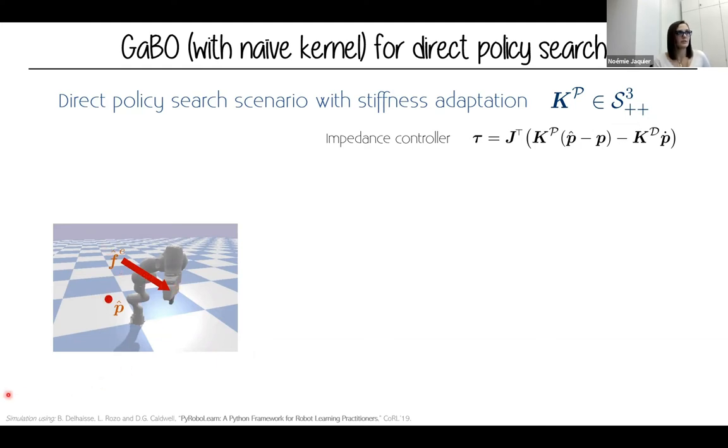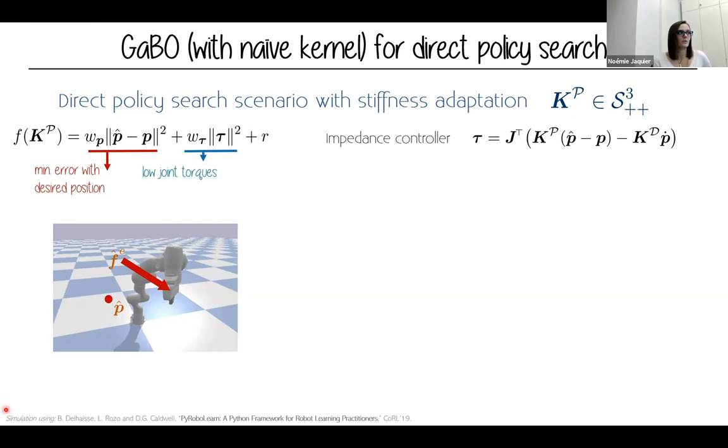The stiffness of the robot controls how stiff the robot is, so somehow how resistant to the external perturbation the robot can be. But at the same time, for safety reasons, we don't like to have a robot that is too stiff. We would like it to be as compliant as possible, but still able to cope with this external perturbation and reach the point P. Here our objective function is basically to minimize the error with the desired position P hat, to do this with low joint torques, so to be compliant in the process, and we also add a reward if we reach the desired position.